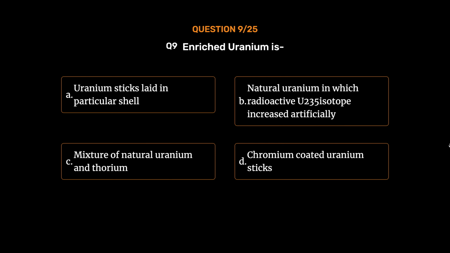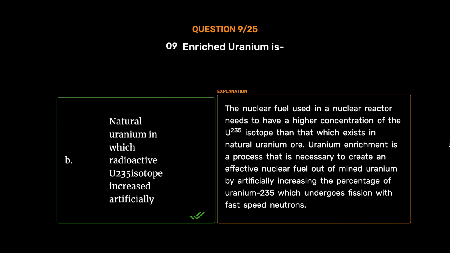The correct answer is Option B. Natural uranium in which radioactive U-235 isotope increased artificially. The nuclear fuel used in a nuclear reactor needs to have a higher concentration of the U-235 isotope than that which exists in natural uranium ore. Uranium enrichment is a process that is necessary to create an effective nuclear fuel out of mined uranium by artificially increasing the percentage of uranium-235, which undergoes fission with fast-speed neutrons.